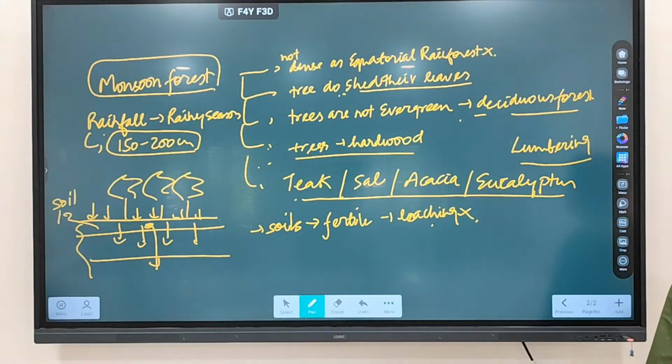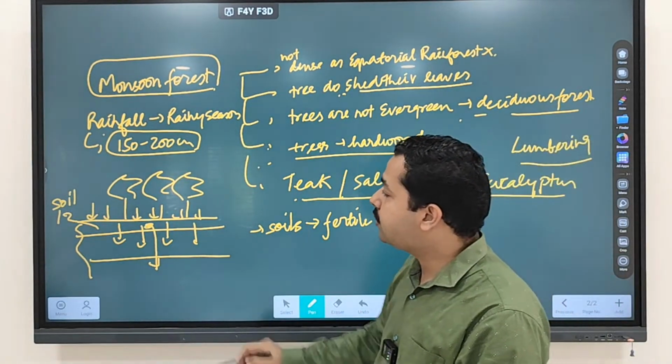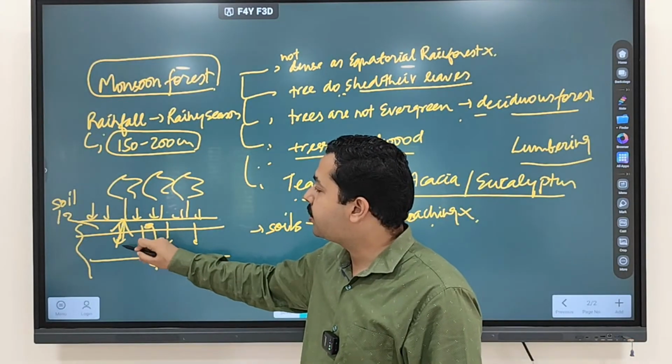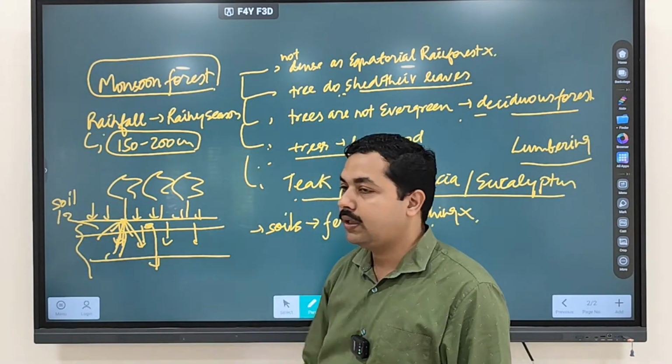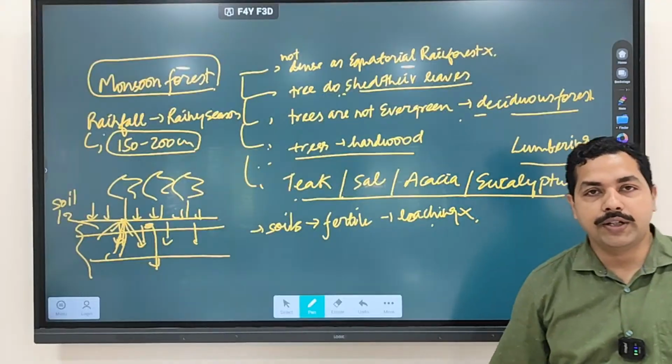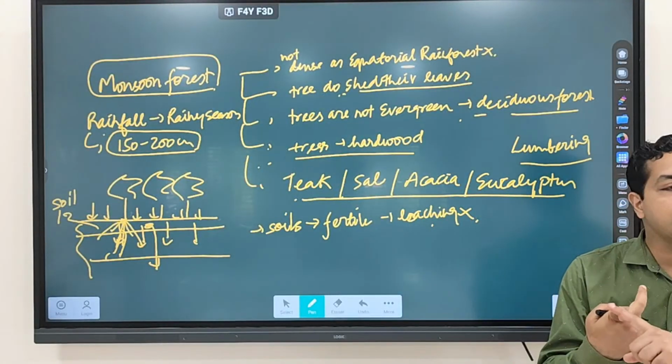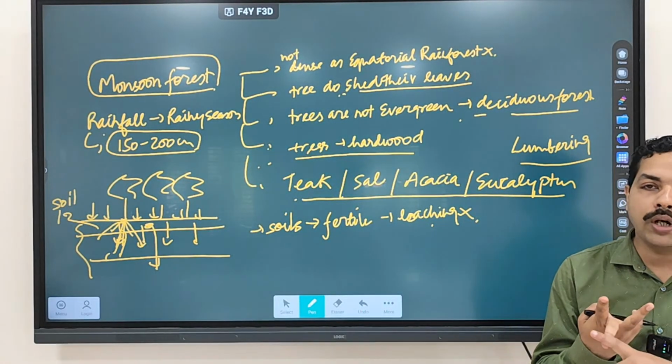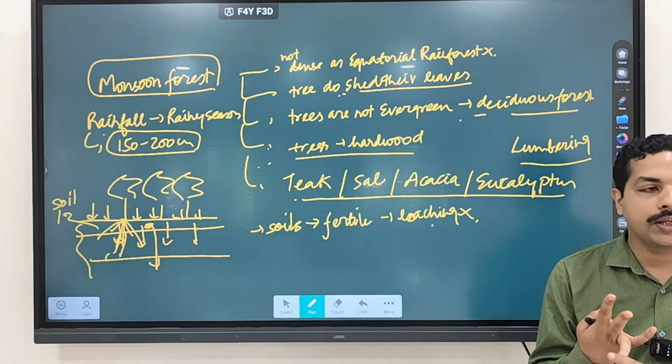Leaching activity is not much dominating in this particular region. Clear? But trees have to do what? Trees have to do nothing but survive which season? The drier season. We discussed three seasons are there, na? Only one is the rainy season, the other two are what? Cool and dry season and hot and dry season.